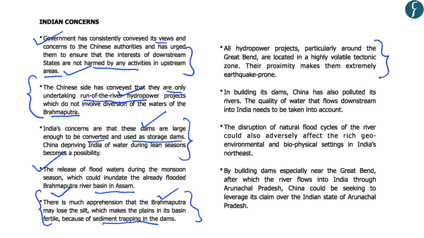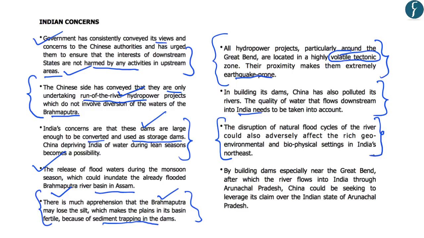Further, all these hydropower projects are located in highly volatile tectonic zones. And that is why in such an earthquake prone zone, such dams can lead to flooding during earthquake events. Further, in its construction of dams, China has polluted the rivers. And the quality of water that flows downstream is also important for India.